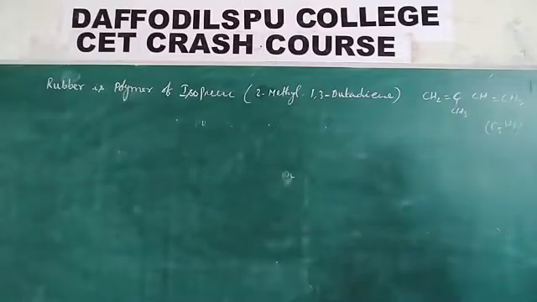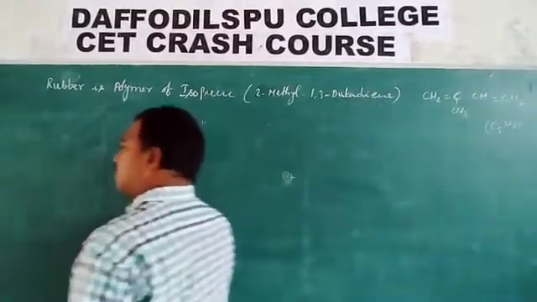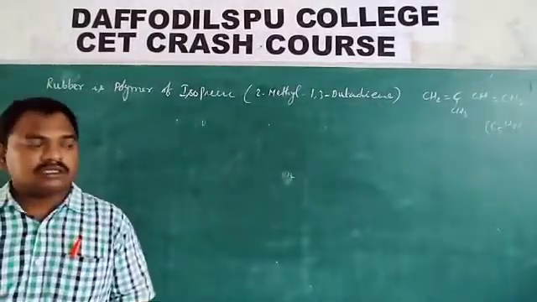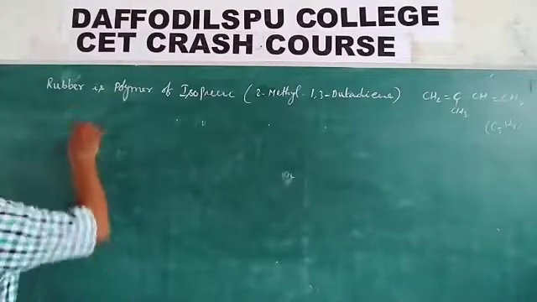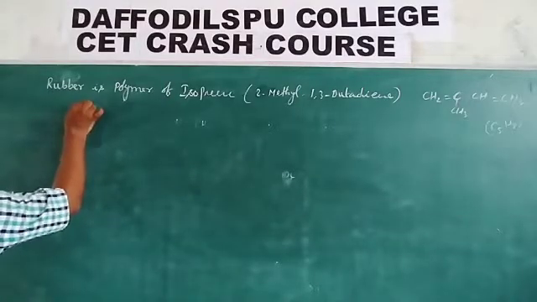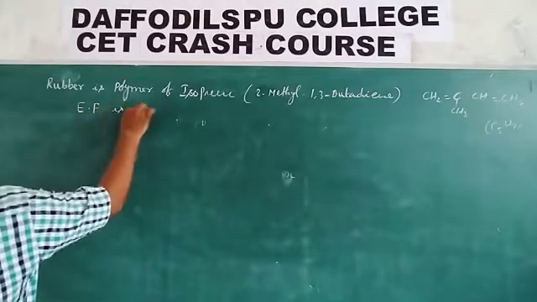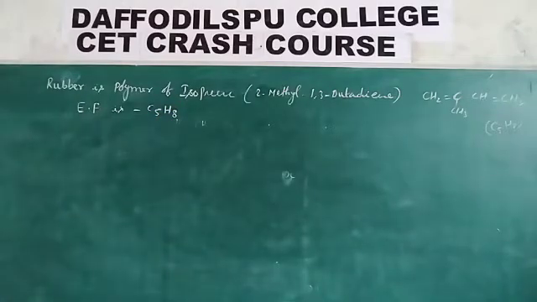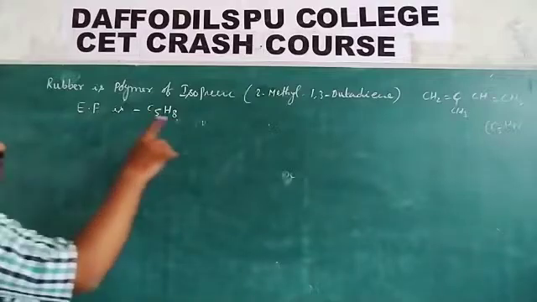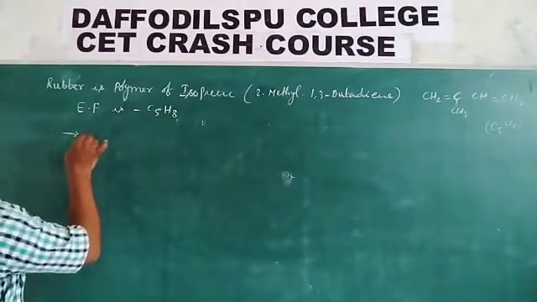This is the isoprene unit. C5H8 is the isoprene unit. This isoprene is the empirical formula of rubber. Empirical formula is C5H8. All these isoprene units are connected through 1,4 linkage.